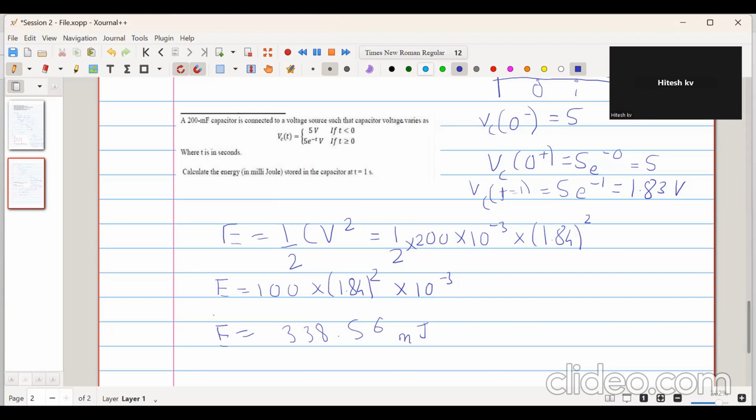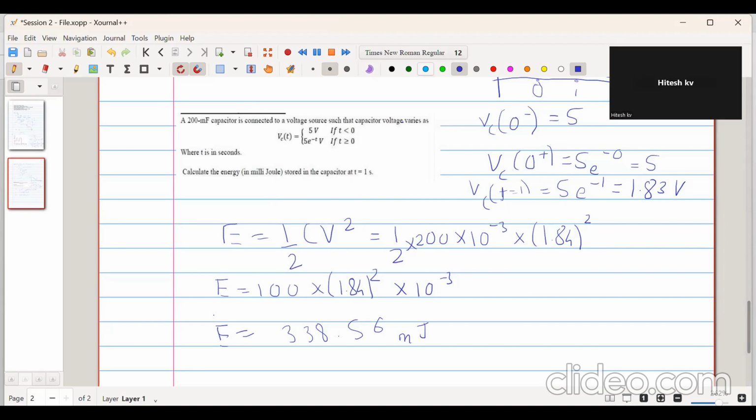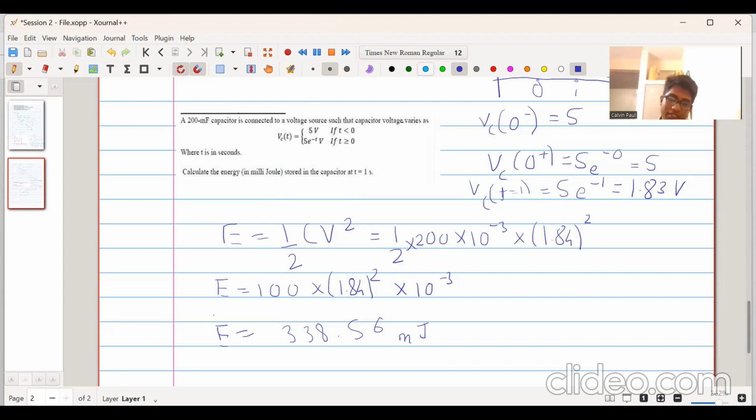Sir, I have a doubt regarding this. Yes, tell. So when they ask the energy stored in a capacitor at t equals 1 second, we don't have to consider the amount of energy the capacitor had before t equals 0. This is the concept you must drive home: at a particular instant, the energy stored in a capacitor is equal to half into CV square, and that V is the voltage at that instant.